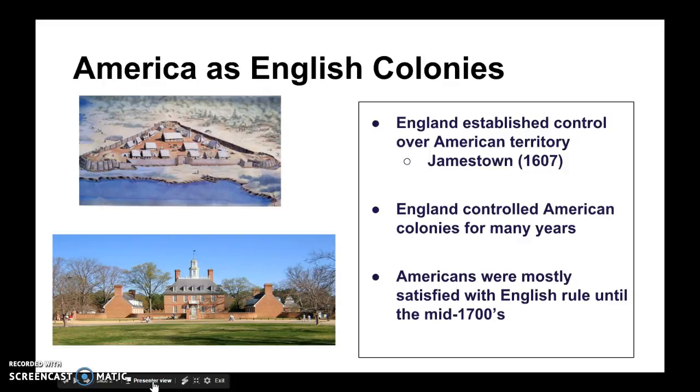America, the United States of America, starts out as a colony that is controlled by England. England established its control over North America by starting the colony of Jamestown back in 1607. And England would control not only Virginia, where Jamestown was located, but the other colonies for many, many years to come. And in fact, most of that time, the people who lived here as English colonists were fairly satisfied with the way that England ruled them and controlled their lives.